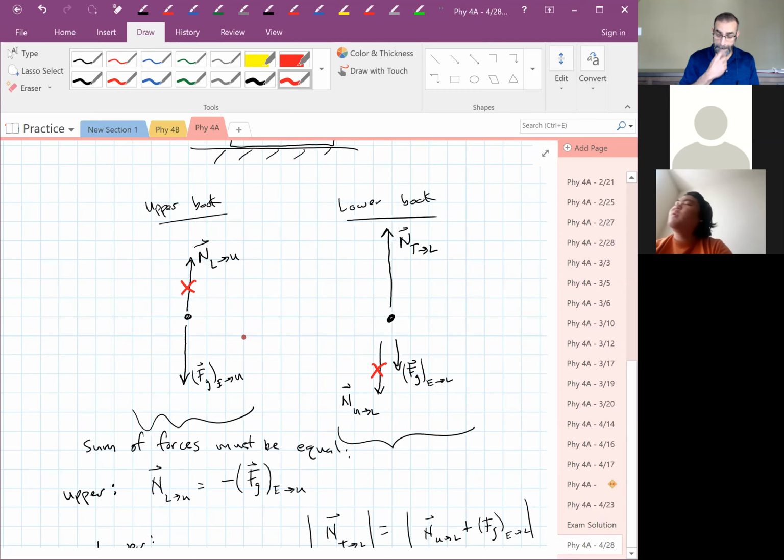Yes, so I think I answered the first question. If you push on the upper book, the normal force from the lower book increases. Yes, I think I answered that.